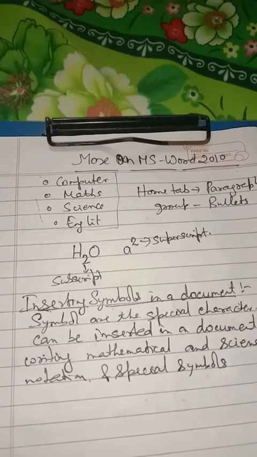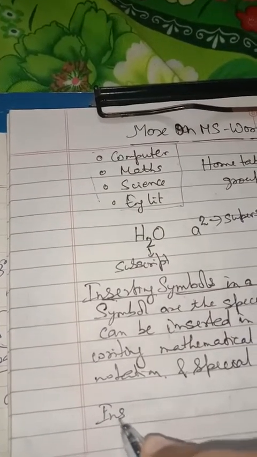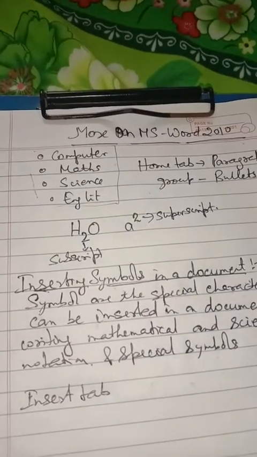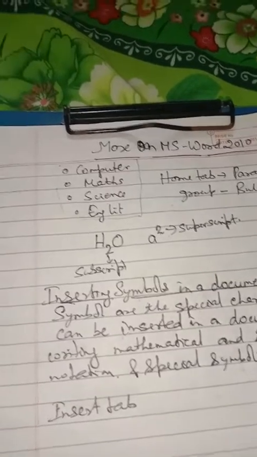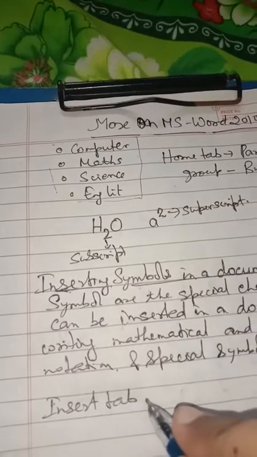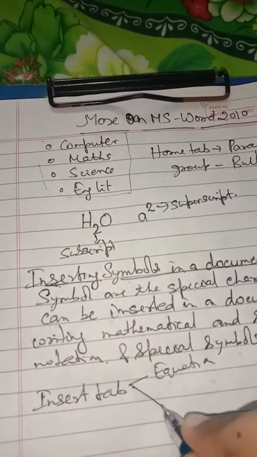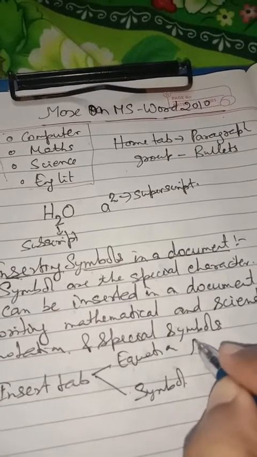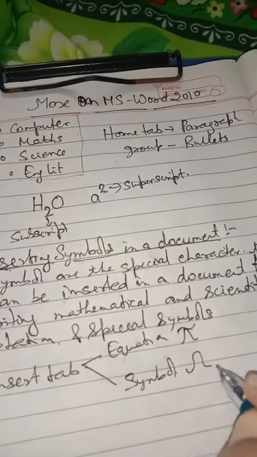In order to insert the symbol in our document, first of all, move to the Insert tab. As soon as we click on the Insert tab, there we will have two options. Either we will have to click on Equations or we will have to click on Symbol. Pi will be the icon of equation, and the symbol would be like this.